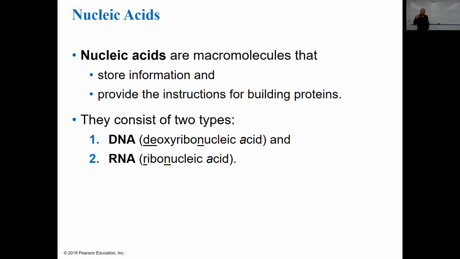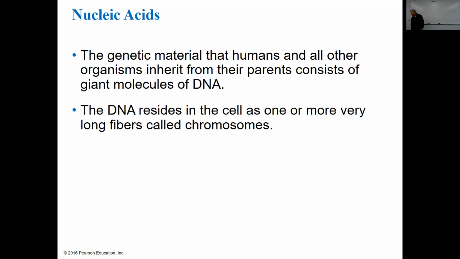Basically, DNA holds the information, and RNA is used to access the information. And the information is the blueprint, the instructions for making a protein. That's what a gene is. Okay. Genetic material that humans and all other organisms inherit from their parents consists of giant molecules of DNA. And the DNA resides in a cell as one or more very long fibers called chromosomes. And eukaryotic chromosomes are wrapped in histone proteins. And that substance is collectively called chromatin. And it's found in the nucleus.